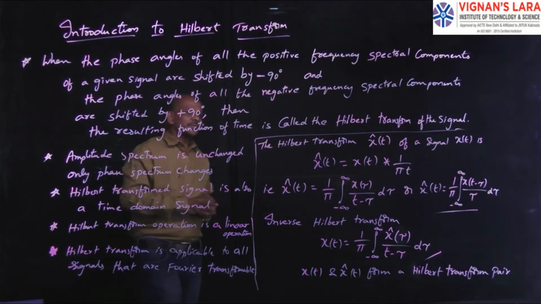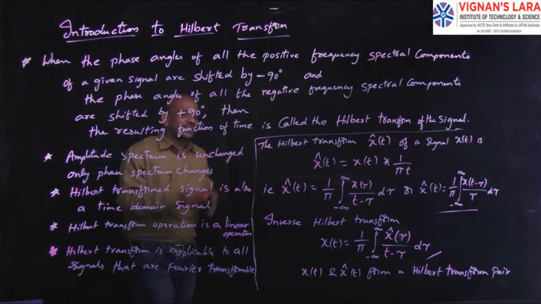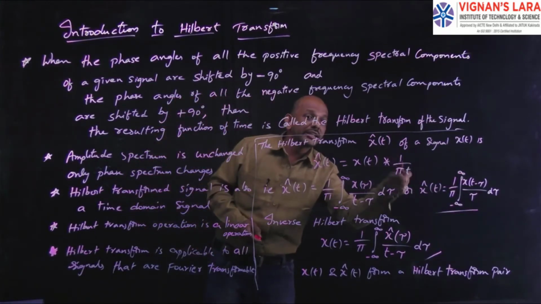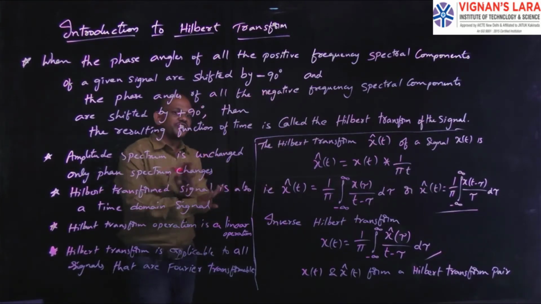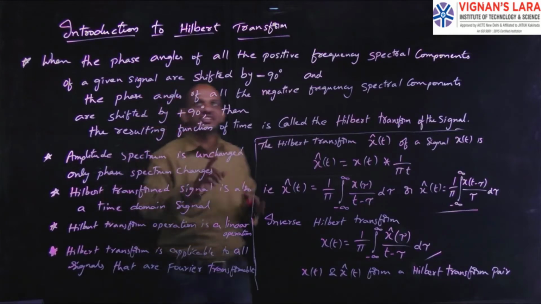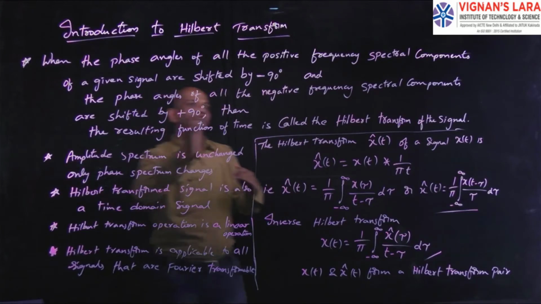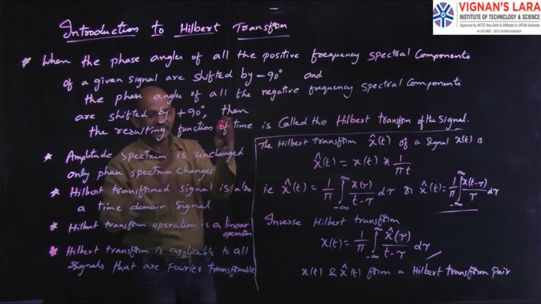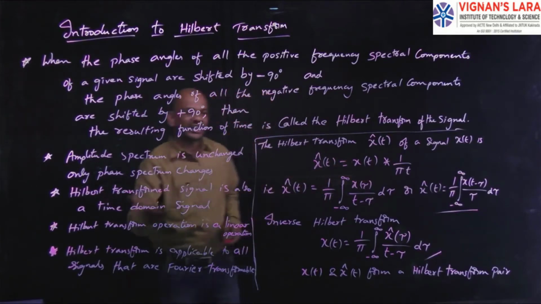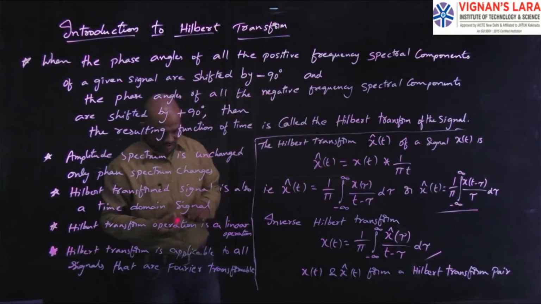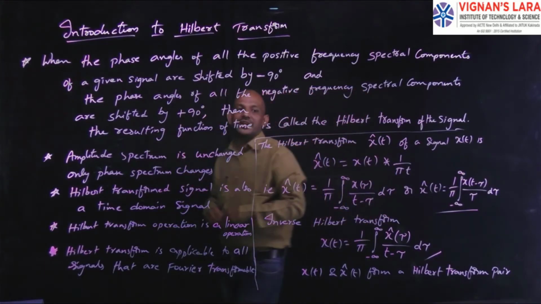The important point here is that the Hilbert transformed signal is also a time domain signal, and the amplitude spectrum is unchanged. There is no change in the amplitude spectrum, only the phase spectrum changes. Why? Because the positive frequency spectral components shift by minus 90 degrees and negative frequency spectral components shift by plus 90 degrees. And these equations show that the Hilbert transform operation of x of t is a linear operation, and this Hilbert transform is applicable for all the signals which are Fourier transformable.